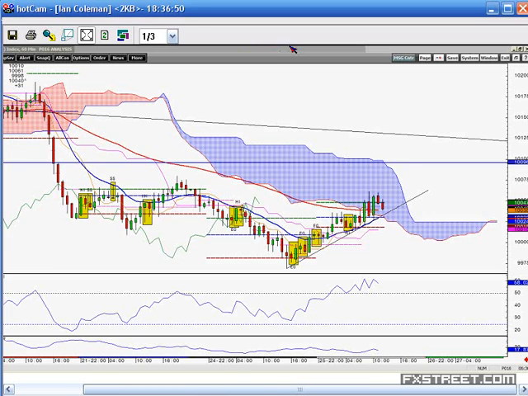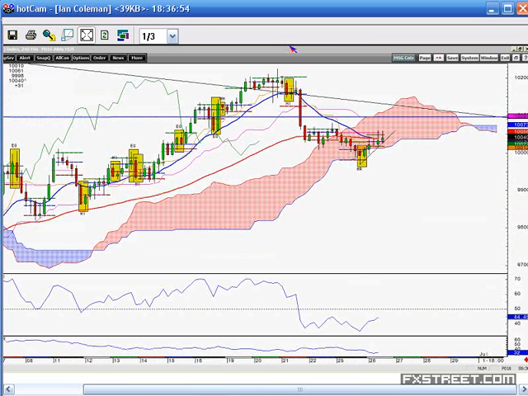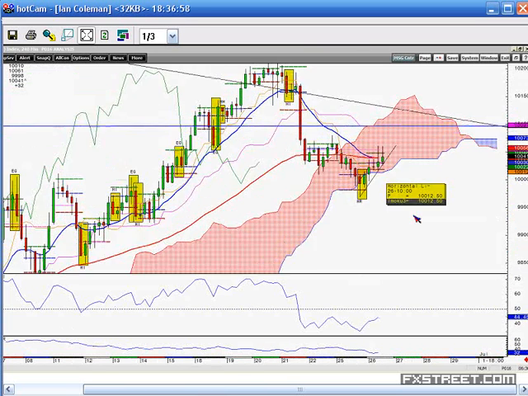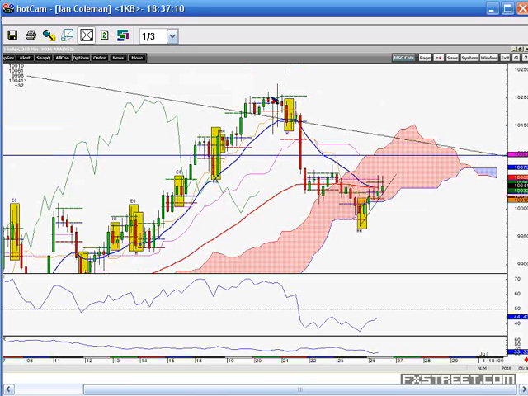Might be worth looking at the 240 on here as well, just to make sure. We're getting some pin bars, so we are getting rejections of the overnight high. You can see how aggressive the sell-off was as well. Again, looking at wave patterns.